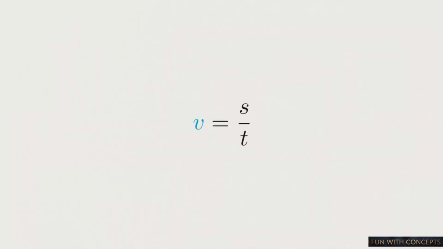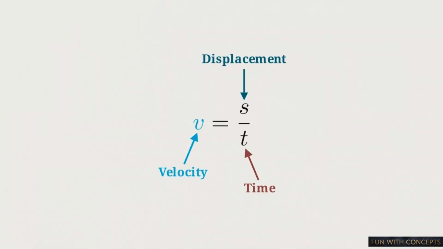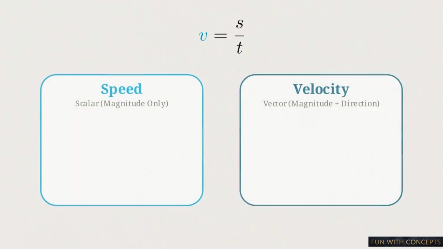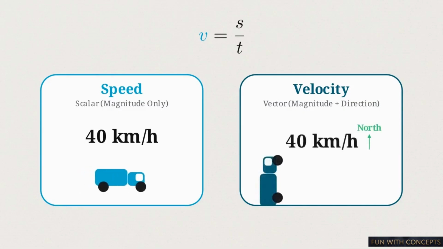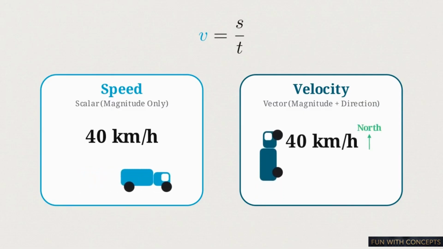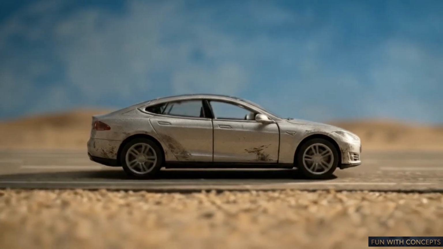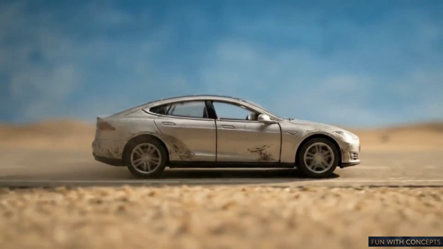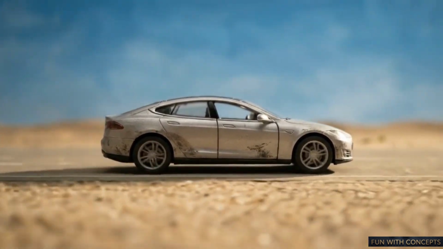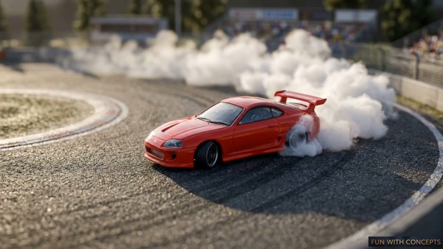This leads us to velocity, which is defined as displacement over time. Velocity is speed with a direction. While speed describes a truck moving at 40 kilometers per hour, velocity specifies that the truck is moving 40 kilometers per hour north. A body is in uniform motion if it covers equal distances in equal time intervals while maintaining one specific direction. Non-uniform motion occurs when an object speeds up, slows down, or shifts its physical direction.